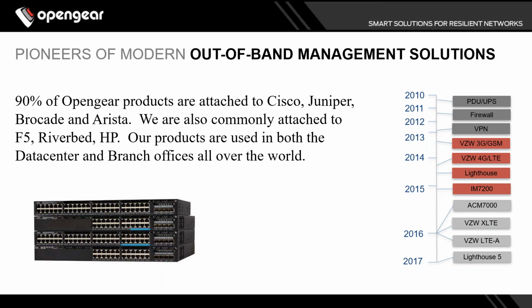And as you can see on the chart on the right-hand side, in 2010, we started supporting PDUs and UPSs, so you could actually control the power of the device. We put in stateful firewalls. We started realizing security was a big issue back in late 2012. So not only did we do IPsec, we started supporting VPN. At the same time, we also looked at 3G back in 2013, and we embedded it in our products. And very quickly after that, we supported 4G when 4G started rolling through.